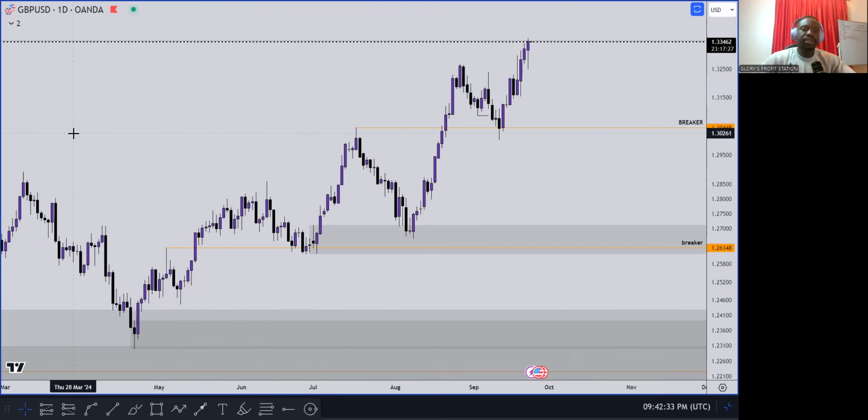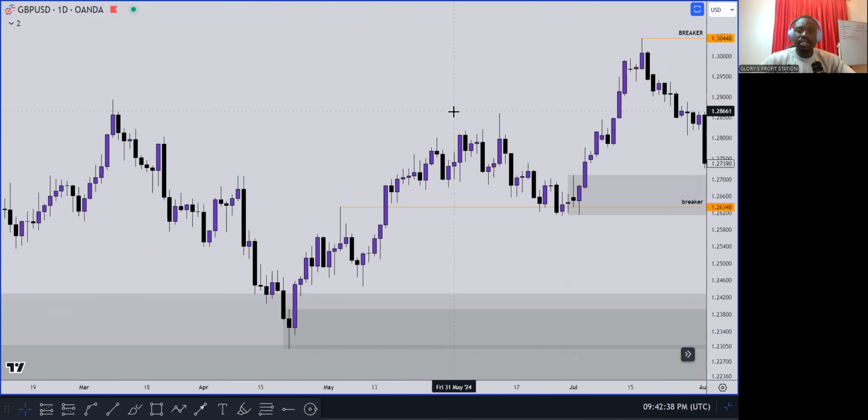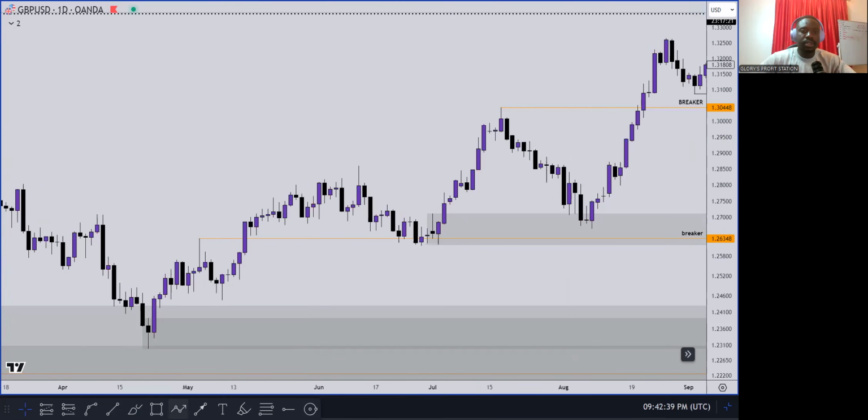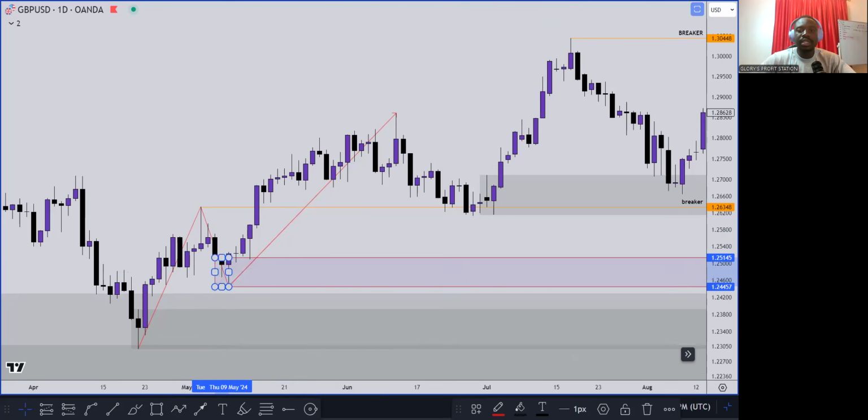Now, if you look around this area here, we have a breaker level. Now, what is the structure? Looking from this low, we have this as a low point. Let's call this a high. Let's call this a low. And of course, you can see we took out this high, a break of structure to the upside. As soon as you have that, normally you'll be expecting the market to pull back to this order block area here on the daily time frame. So you can now take a trade.